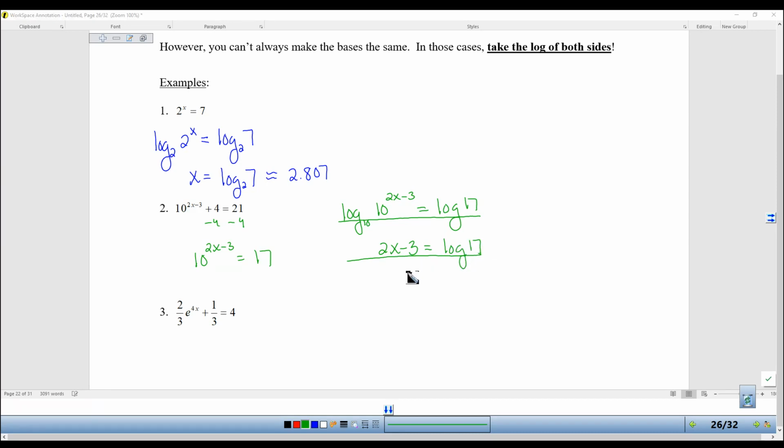So I can add 3 to both sides, but it doesn't actually add to the log 17. This is not log 20. It's a number, and log 17 is a number. And then finally, x is equal to 3 plus log 17 all over 2. And you can just leave it just like that. You don't have to type it into your calculator to figure it out.